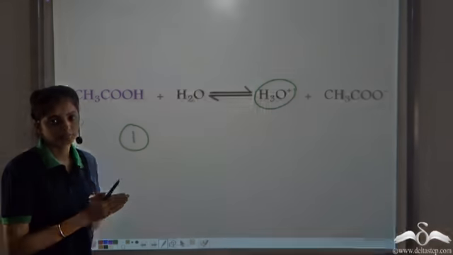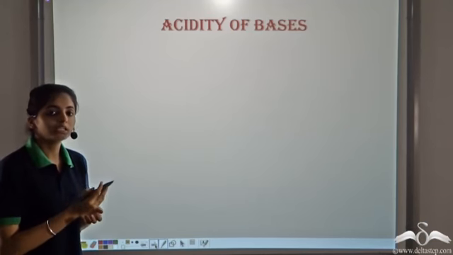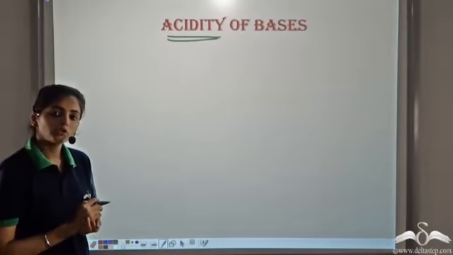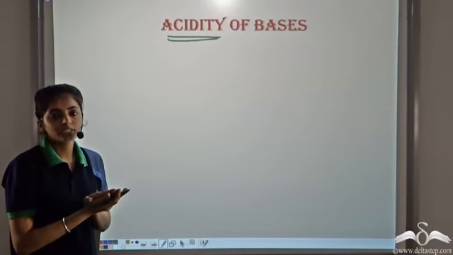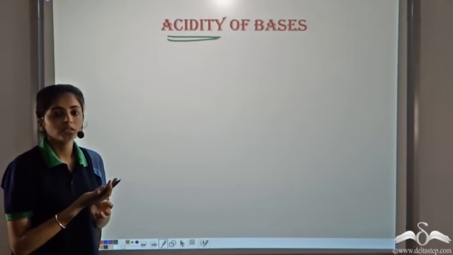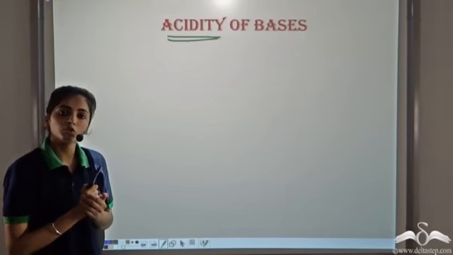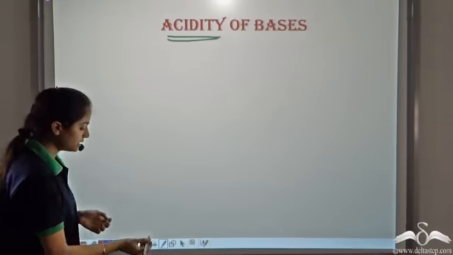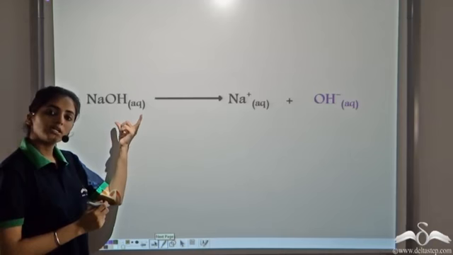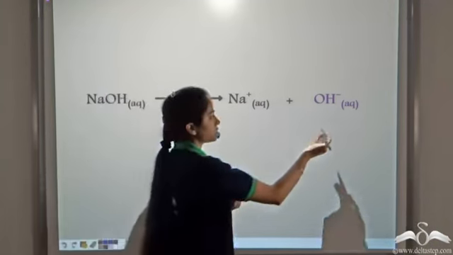on ionization. Like we define the basicity of acids, we define the acidity of bases. So what is the acidity of bases? The acidity of bases is the number of H3O plus ions that are required to neutralize the OH minus ions produced by the ionization of one molecule of base. Let's take examples. The first is NaOH. NaOH in aqueous solution, it produces Na plus and one OH minus ion.